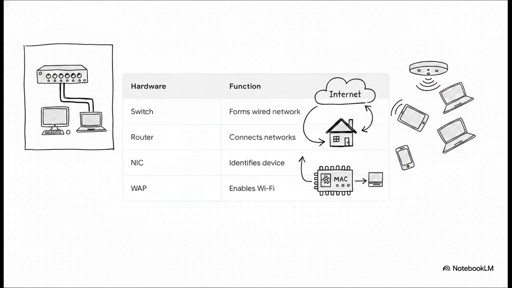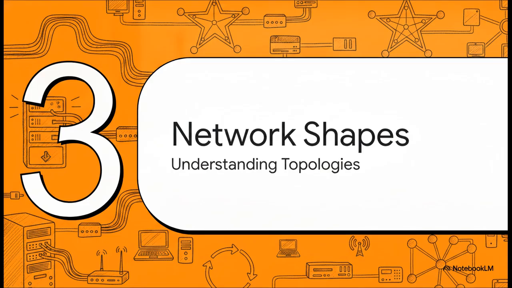It connects different networks together, acting like a GPS to find the absolute fastest route for your data to reach the internet. Then there's the NIC, or Network Interface Card, which gives every device a unique MAC address so it can actually be identified. And lastly, the WAP, or Wireless Access Point, which beams out the Wi-Fi signal so we can connect without being glued to a wall. Now that we have all our hardware, how do we actually arrange it? That brings us to Section 3, network shapes and understanding topologies.